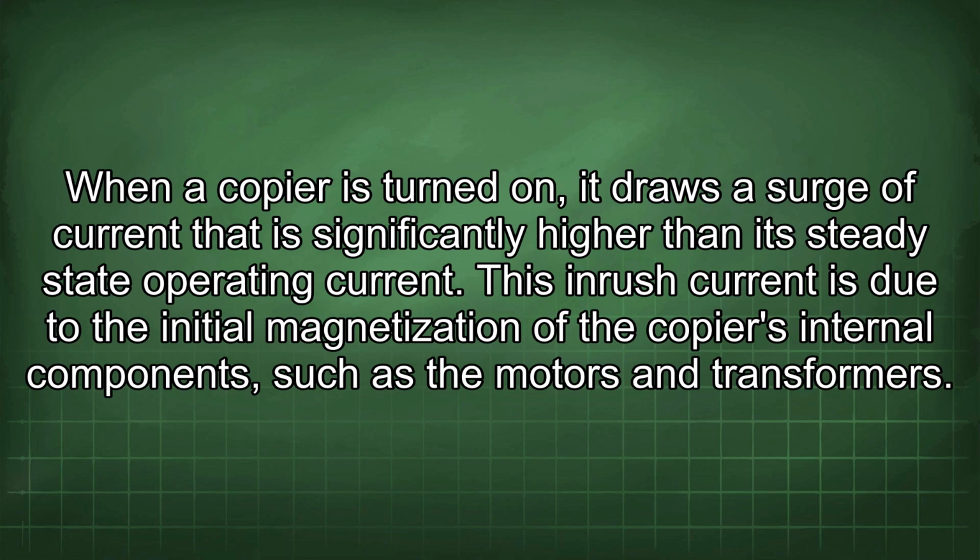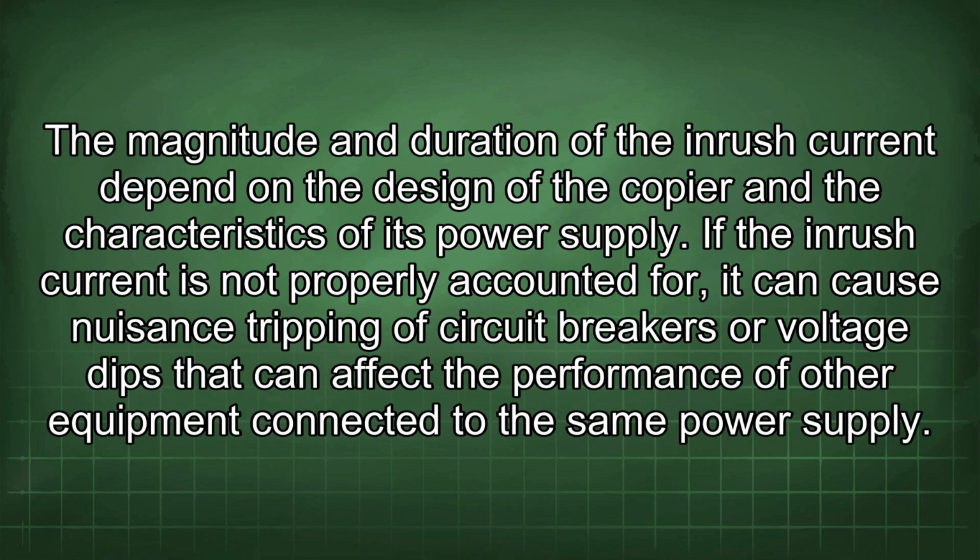This inrush current is due to the initial magnetization of the copier's internal components, such as the motors and transformers. The magnitude and duration of the inrush current depend on the design of the copier and the characteristics of its power supply. If the inrush current is not properly accounted for, it can cause nuisance tripping of circuit breakers or voltage dips that can affect the performance of other equipment connected to the same power supply.